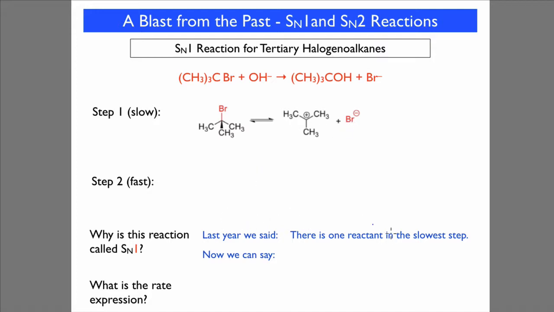So there's one reactant in the slow step. How would we say it now that we have some fancy nomenclature? We would say that the rate determining step is unimolecular. And we know that the rate expression would be just this here.